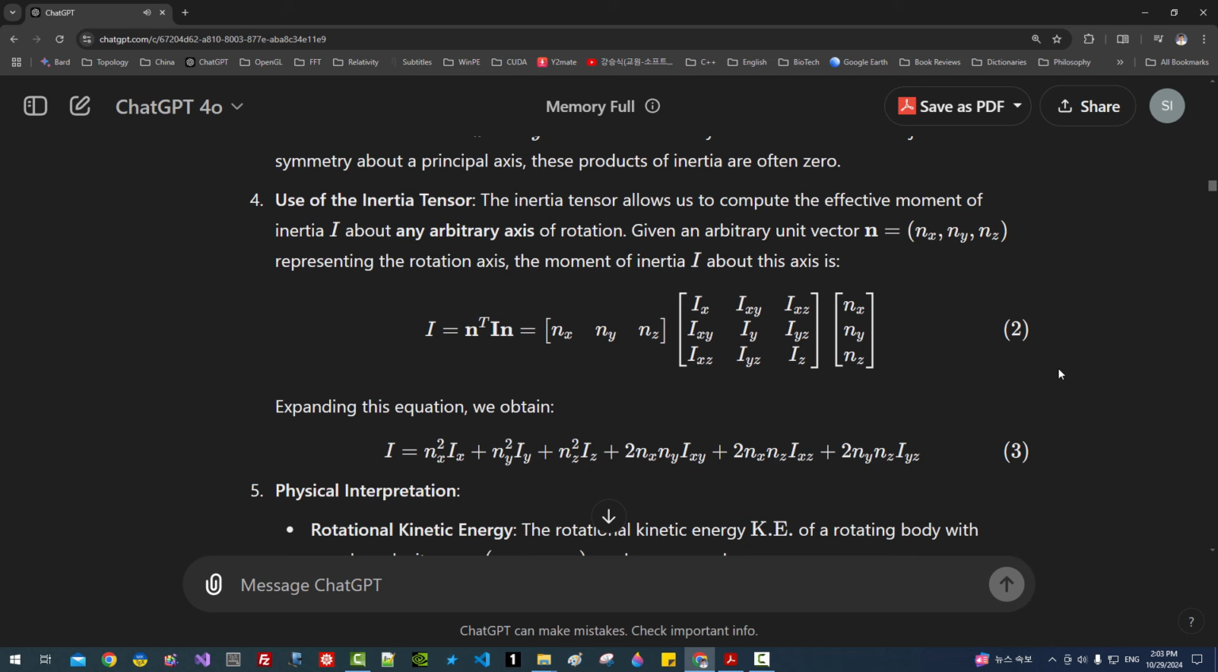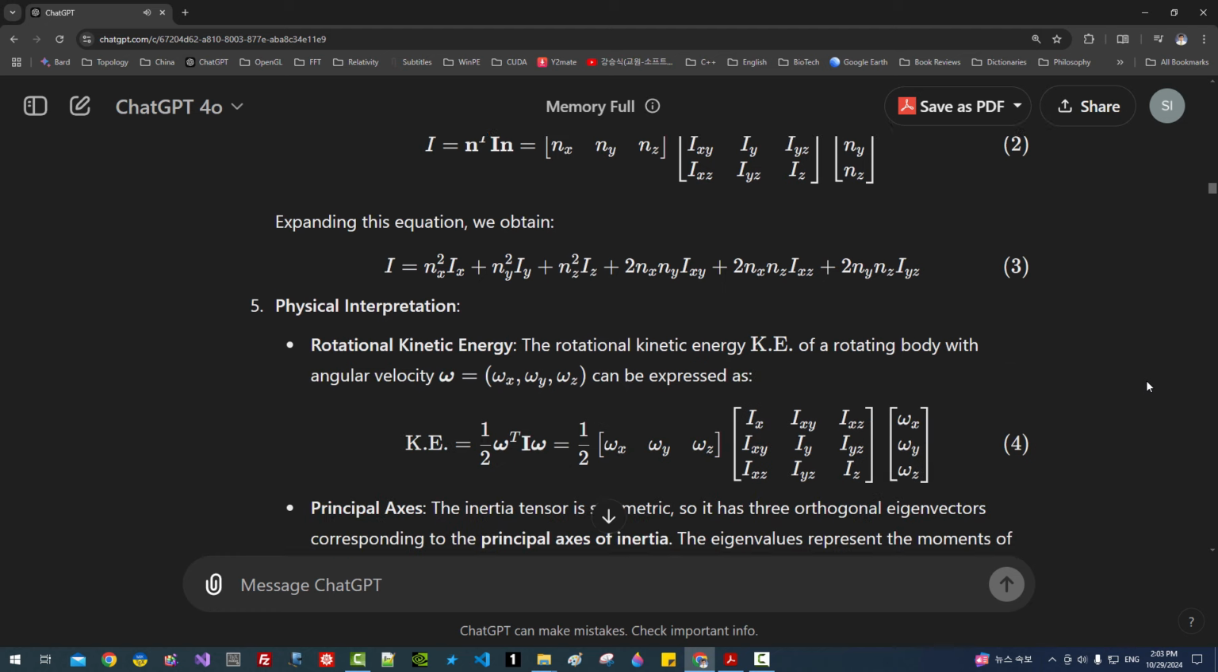4. Use of the inertia tensor. The inertia tensor allows us to compute the effective moment of inertia, I, about any arbitrary axis of rotation. Given an arbitrary unit vector n equals (nx, ny, nz) representing the rotation axis, the moment of inertia I about this axis is I equals n transpose times the inertia tensor times n. Expanding this equation, we obtain I equals nx squared Ix plus ny squared Iy plus nz squared Iz plus 2nx ny Ixy plus 2nx nz Ixz plus 2ny nz Iyz.